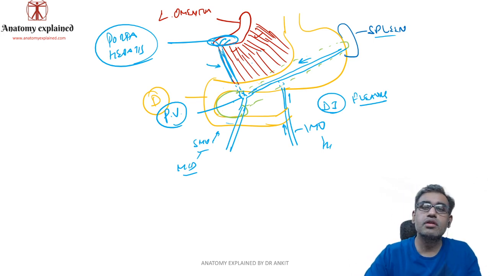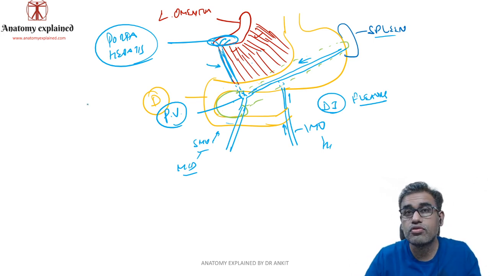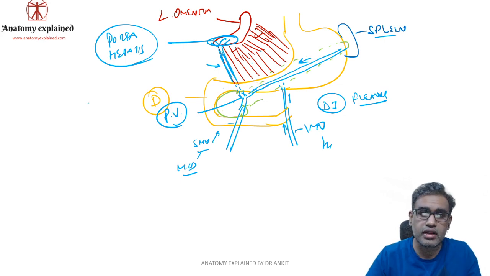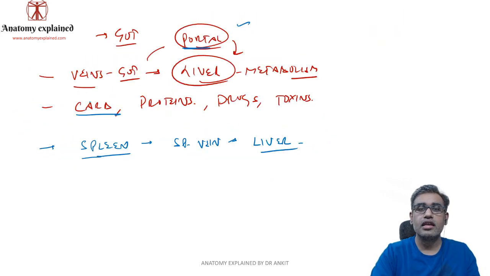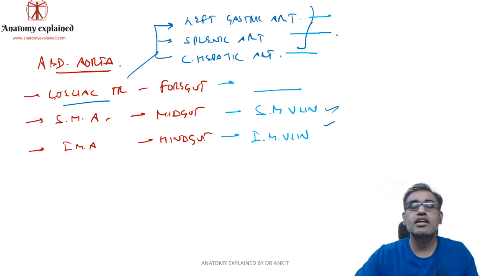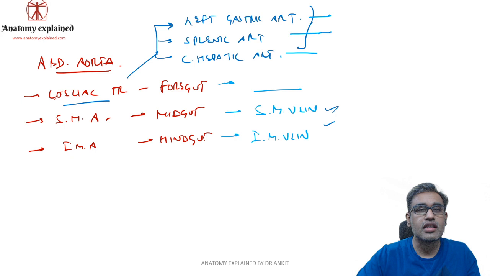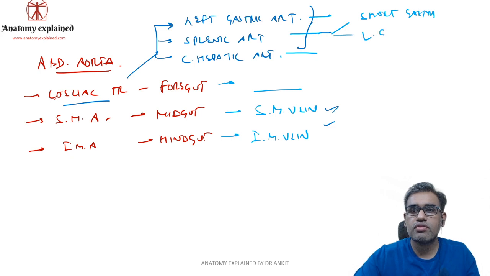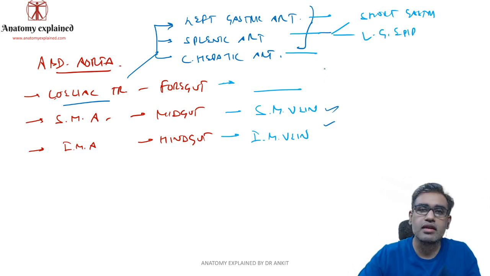Now coming back to our point, what about the foregut arteries and their relevant veins? If you go back again, we are discussing the foregut, that is the celiac trunk branches: left gastric artery, then splenic artery, common hepatic artery. Splenic artery used to give off later on the short gastric and your left gastroepiploic artery. In between it will also give off the pancreatic branches.